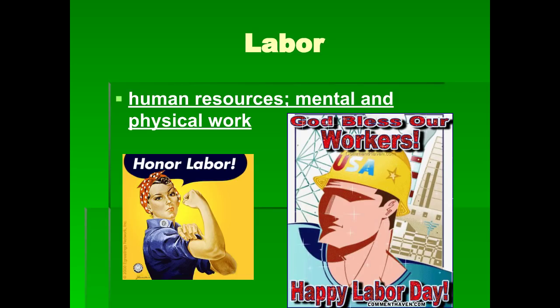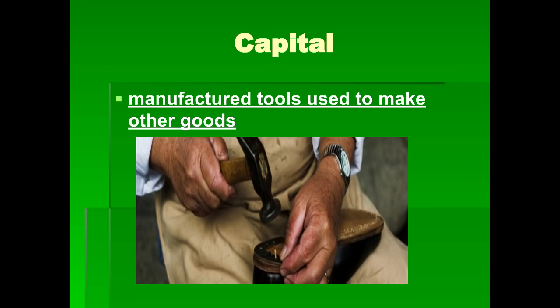Alright, next is labor. These are people, right? Human resources. It could be both mental and physical work. So if you're thinking about what it takes to build a building in terms of human resources, you could have the actual construction workers building the building, plumbers, electricians, the architect. All of these things are needed to build that building. These all would fall under human resources.